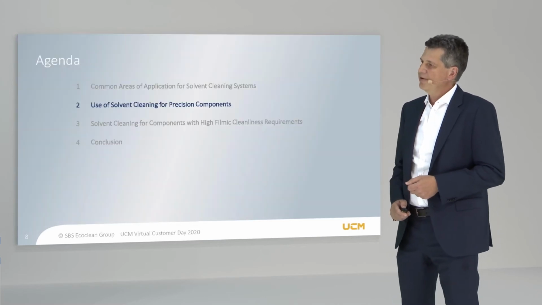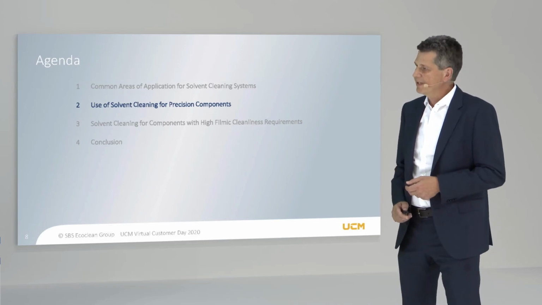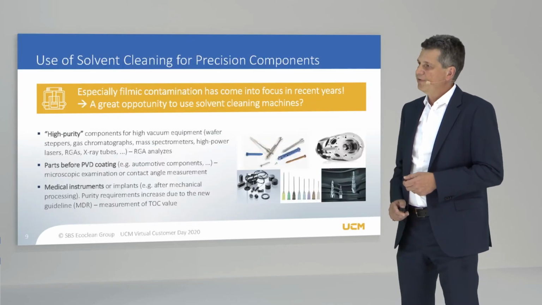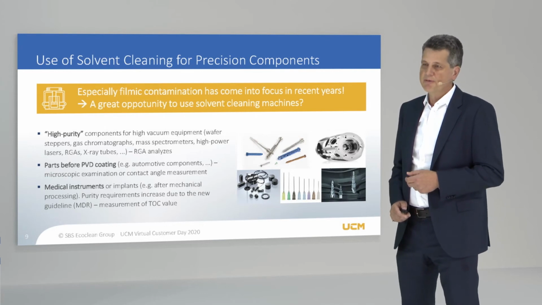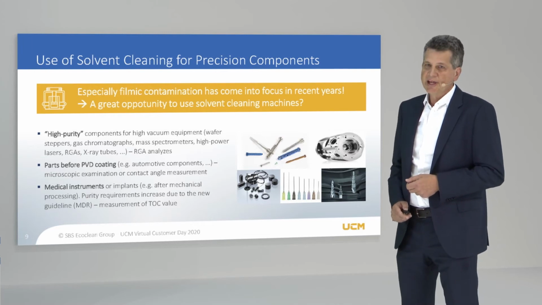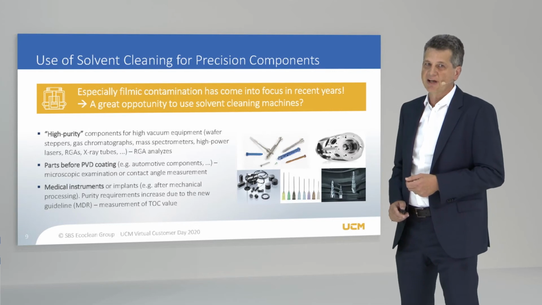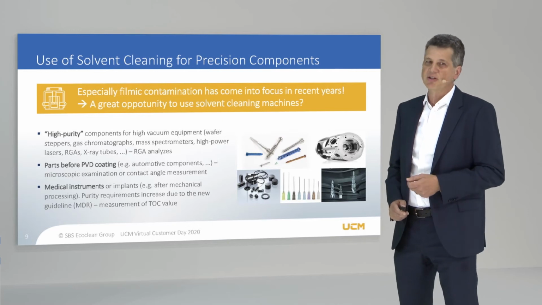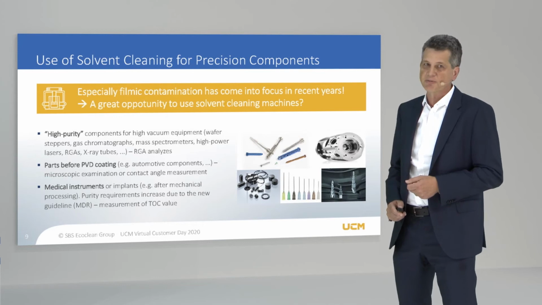But lately, an increasing number of requests comes out of precision markets. Why is that? Filmic contaminations are getting more and more important to precision markets, and therefore, since solvents are typically perceived as good degreasers, it's obvious that customers think, well, it also should be a good solution then for my filmic contamination requirements.